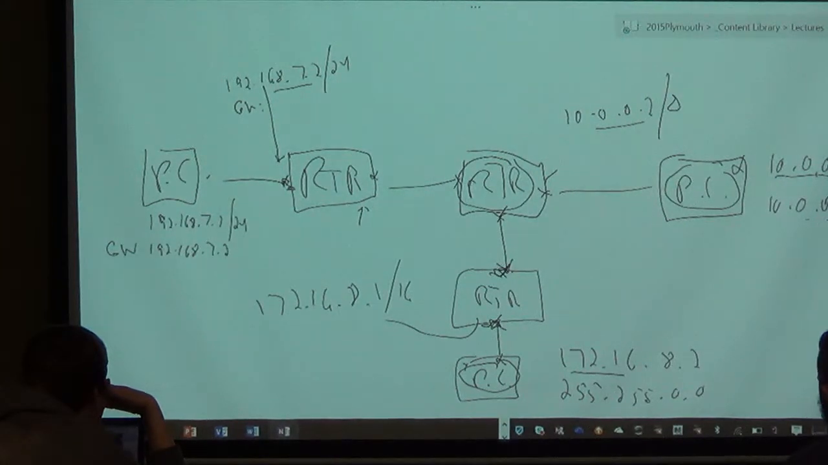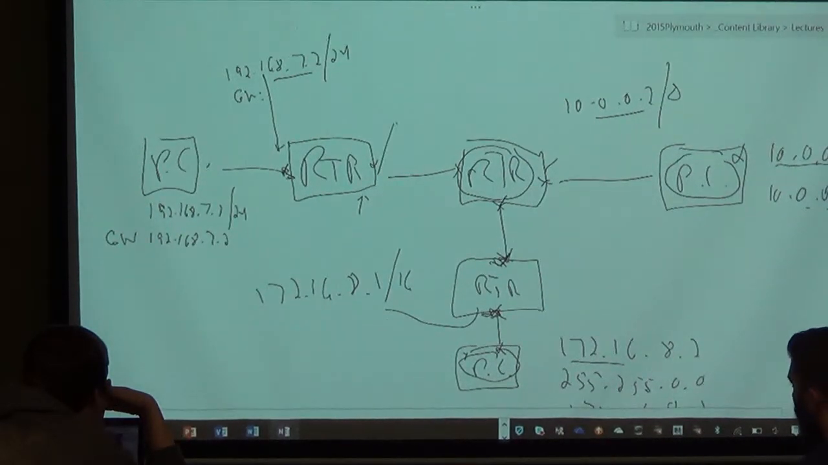How about making it start with 192? The only rule, it has to be a different network than 192.168.7.0. Right? Give me an IP address. Nope. 192. And I'll tell you why here in a second. 192.168. What?